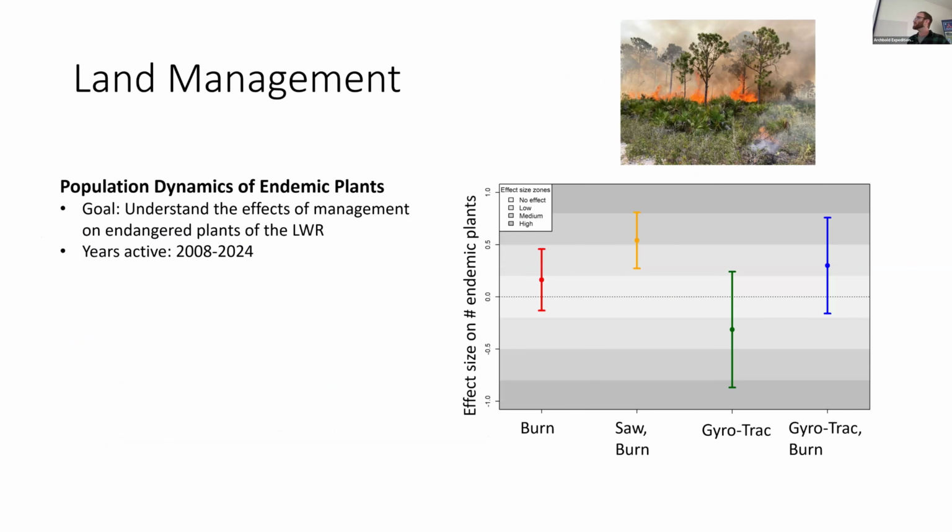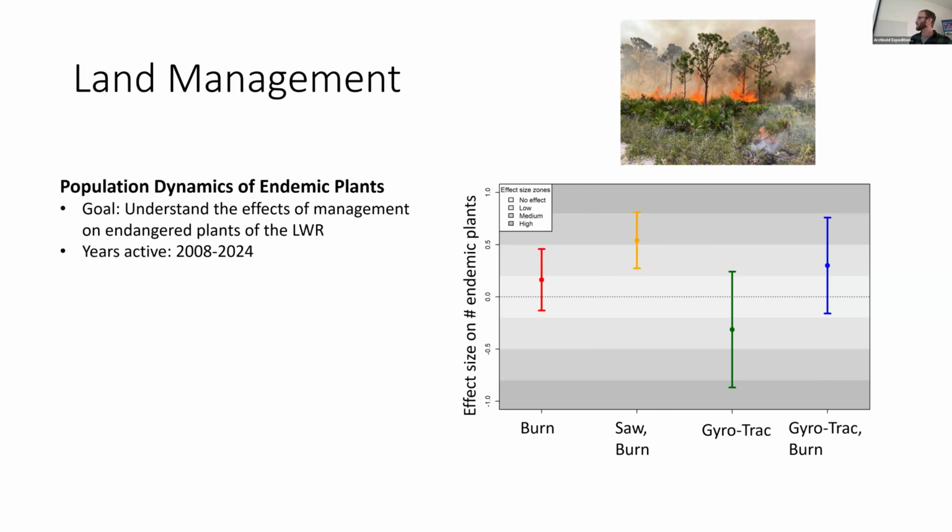For the land management side, of course, much of our work deals with fire, but we're also quite interested in how mechanical treatments can and cannot be used to also help manage our rare ecosystems. So one project which we are wrapping up is the Population Dynamics of Endemic Plants, or PDEP. The goal being to look at how different management tactics can influence the number of endemic plants.